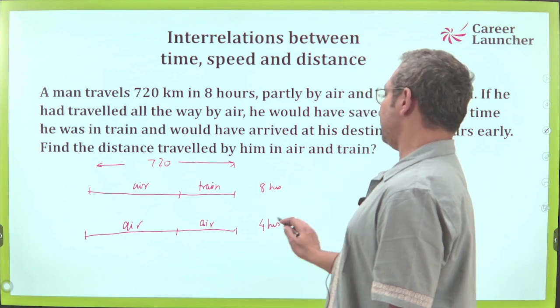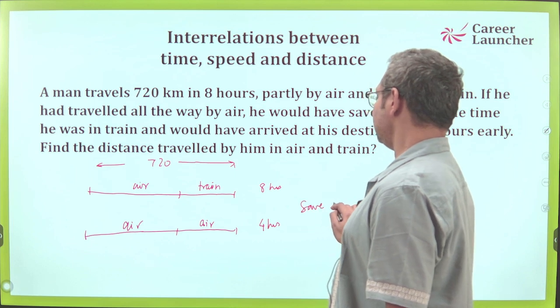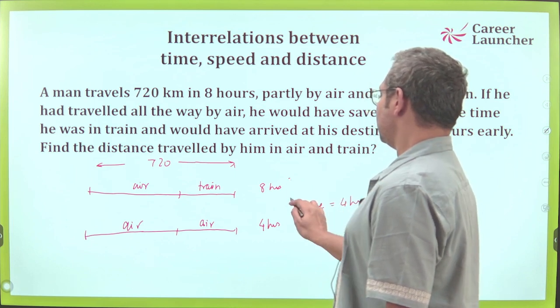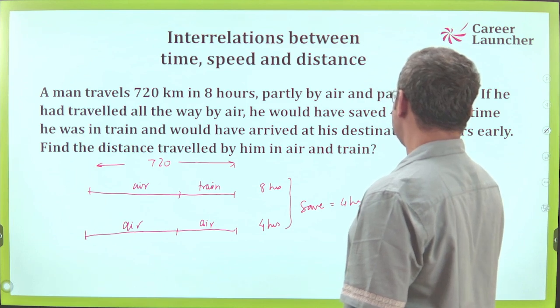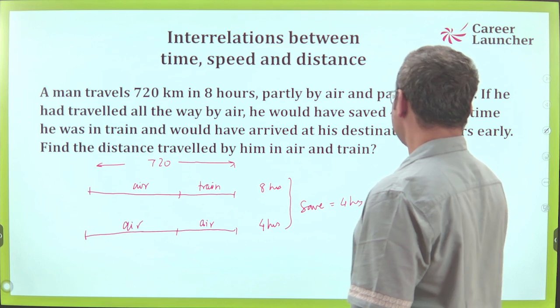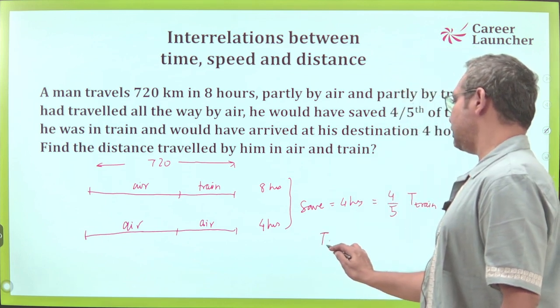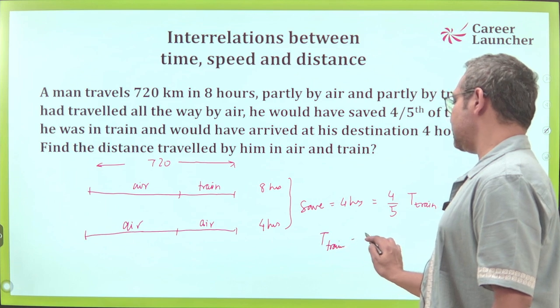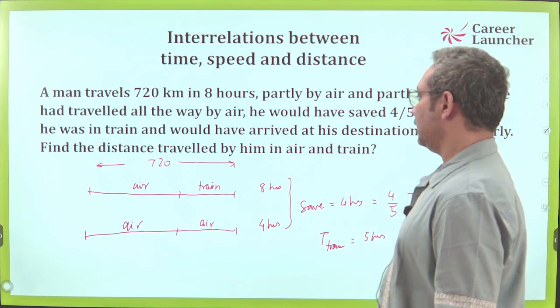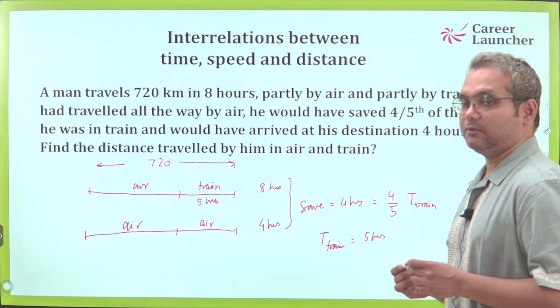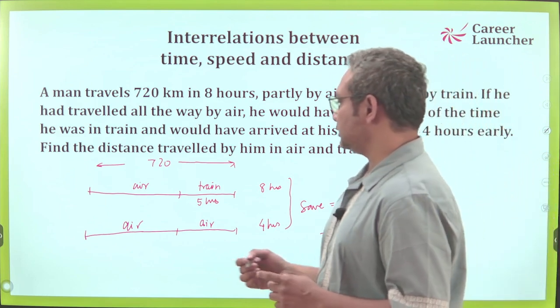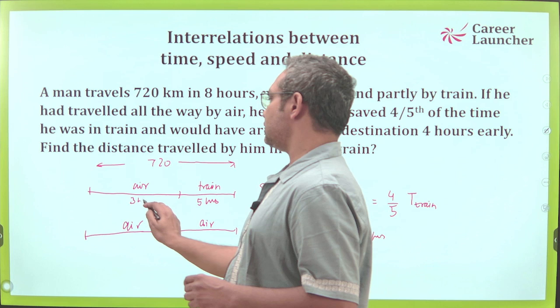So time saved, 4 hours, that is 4/5 of the time taken by the train. Therefore, time taken by the train must have been 5 hours. So that means this part took 5 hours. Since the total journey originally took 8 hours, then the journey by air, that part took 3 hours.